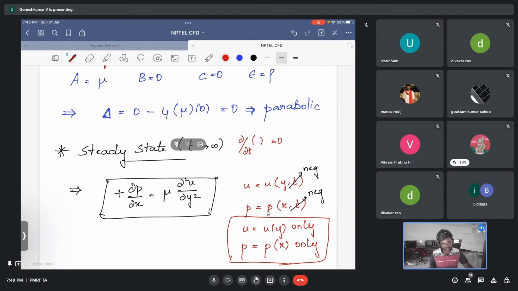So if we see here, this is not going to depend on time. So our solution will also not have time dependency. So u will be a function of y only and p is a function of x only. But now another important thing to note here is, ∂p/∂x is a function of x, while this other term is a function of y. Can these two be equal?